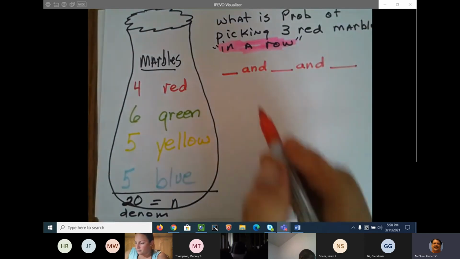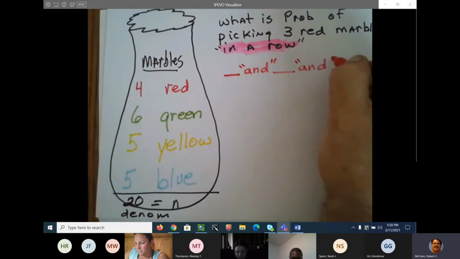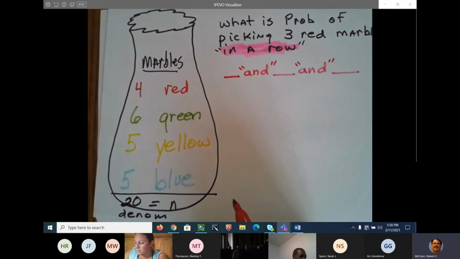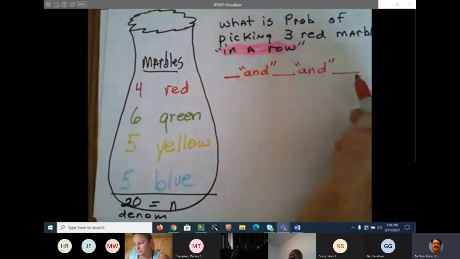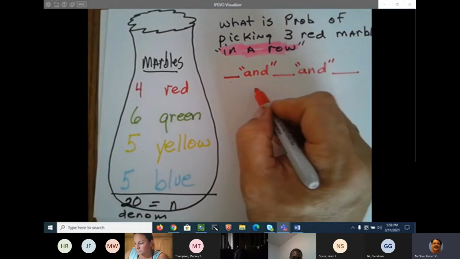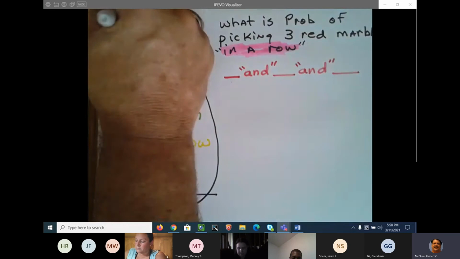And what word do we see when that red flag goes off? And. So when you see 3 in a row, that means you're going to pick 1, and you're going to pick 1, and you're going to pick 1. You see the word and. So that means multiplicative law. And that's what we're studying today. Multiplicative law.